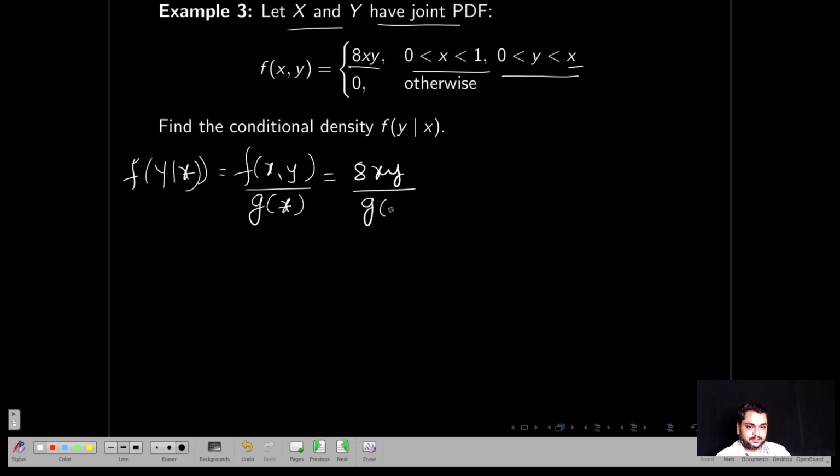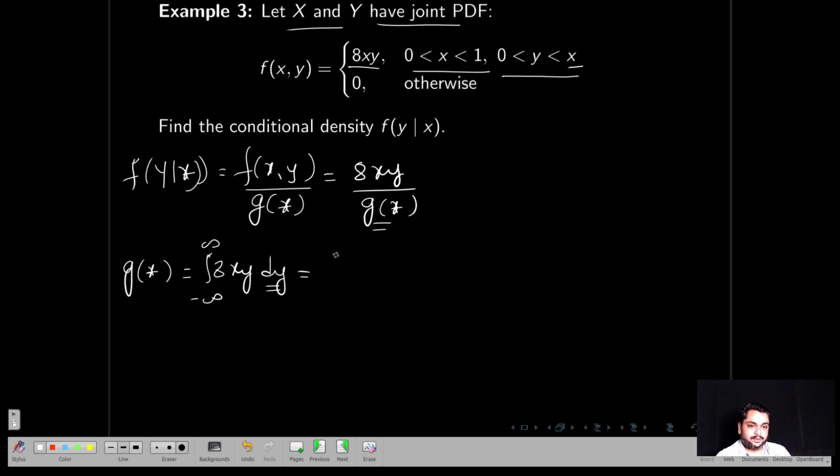Divided by g of x. I want to find this g of x, that is, the marginal probability density of x. How will you find it? This is given as the integral from minus infinity to infinity. Marginal means, which one will you fix now? X is fixed, so y is what you have to integrate over. So now it is 8xy dy, because you are integrating over y, because x is fixed, that is already given.